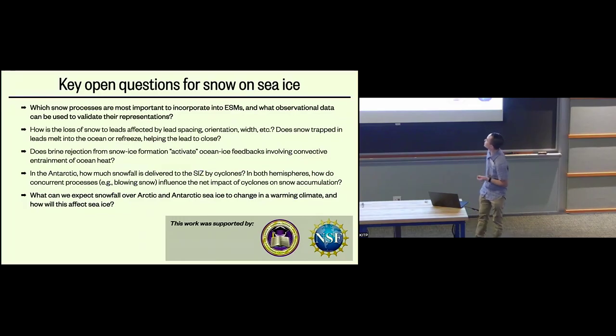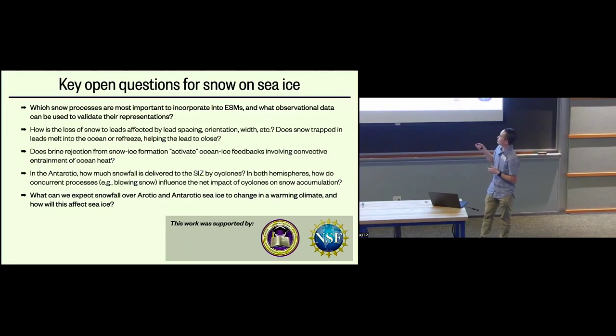And I'll really conclude by sharing a few open questions that I think our community would benefit from thinking about. So one is, what snow processes are most important to incorporate into ESMs, and what observational data will we have to use in order to validate those? I think right now, observations may be the limiting factor. How is the loss of snow to leads affected by lead spacing, orientation, and width? My parameterization doesn't include any of those factors. Does snow trapped into leads actually melt into the ocean, or does it just refreeze in the lead and close up that lead? There's a debate in the literature about that.